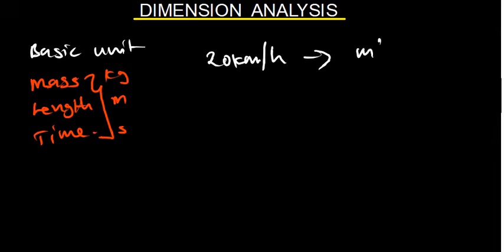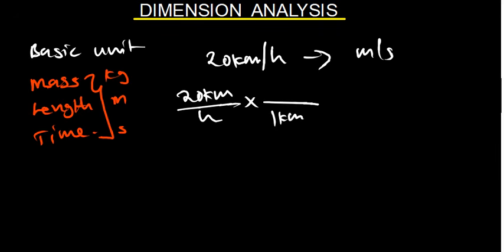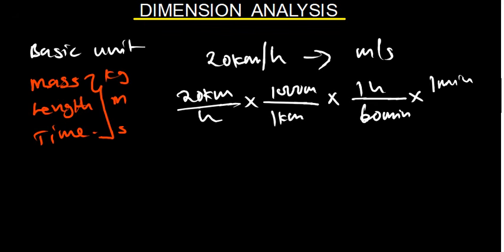What we're going to do is write 20 here, then kilometers, then hour, times. Now we ask: in 1 kilometer, how many meters do we have? We've got 1000 meters. Then times again: in 1 hour, how many minutes do we have? We have 60 minutes. But our goal is to find the answer in seconds, so again, in 1 minute, how many seconds do we have? We have 60 seconds.